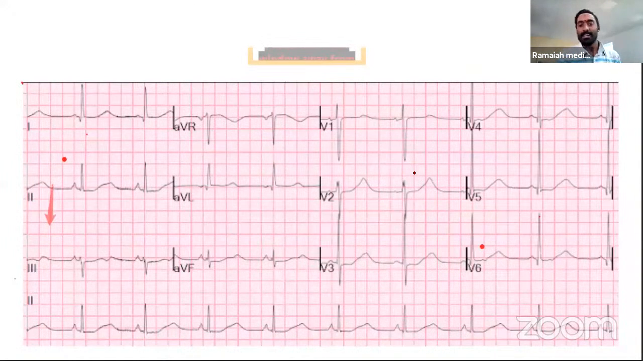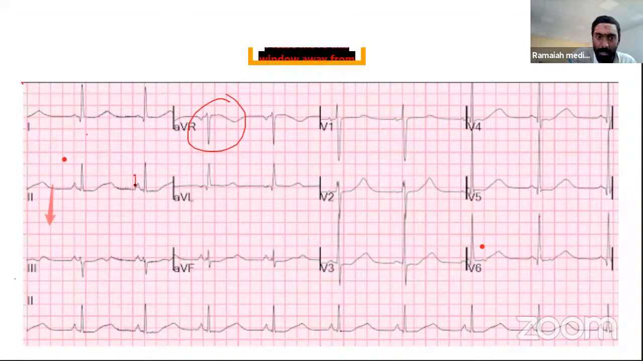Okay, I'll take this last one. So we have standardization, not very clear, but I'm assuming it's normal. After the standardization, we look at the technical errors. AVR is okay. So we look at the P wave. Here the P wave is positive in leads 2, 3, 1, and negative in AVR, and positive in V4, V5, V6. So it is sinus in origin.